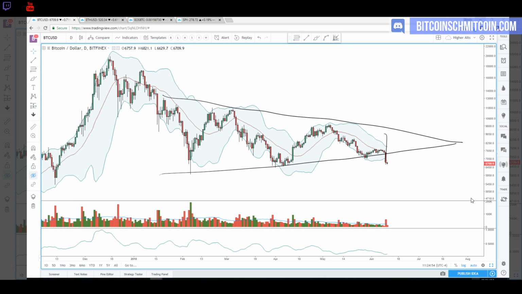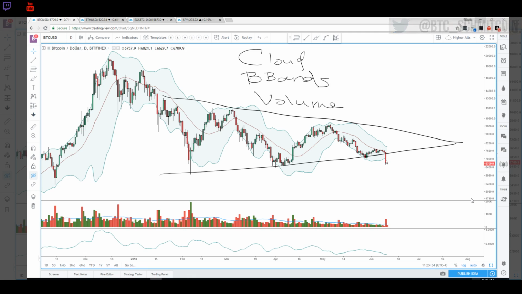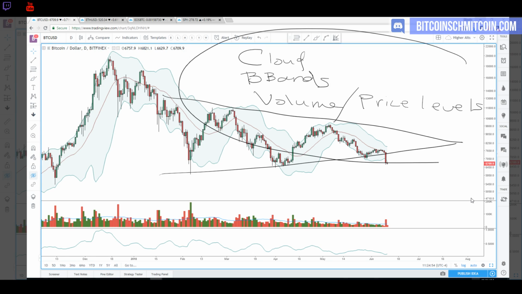Okay, this is breaking down in a way that says likely consolidation for a continuation. Okay, so the cloud is supporting this, the B bands are supporting this, and now the volume and price levels are supporting this. Okay, this is the setup to a continuation of the bear market.